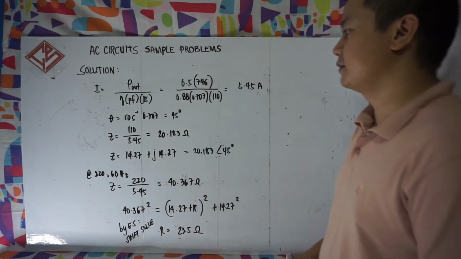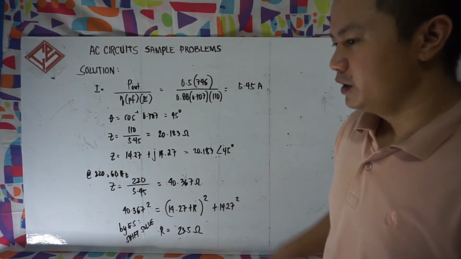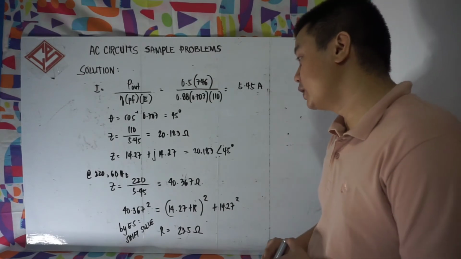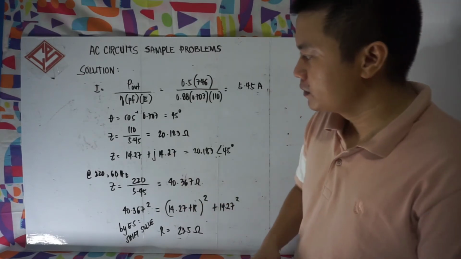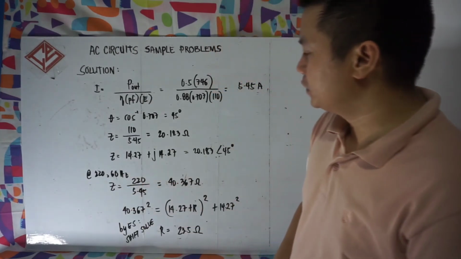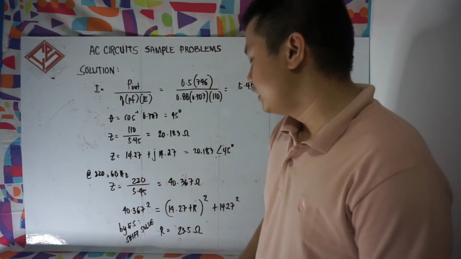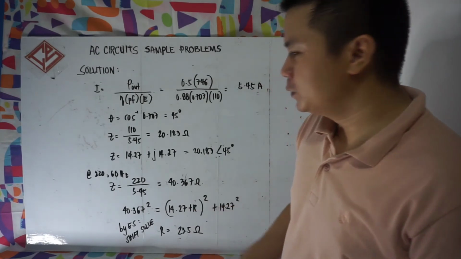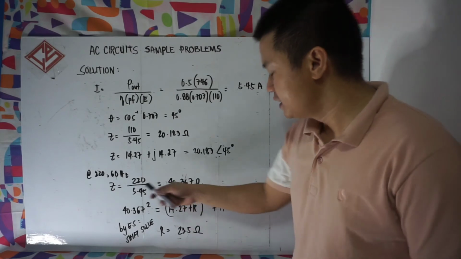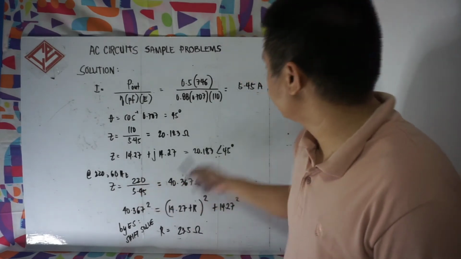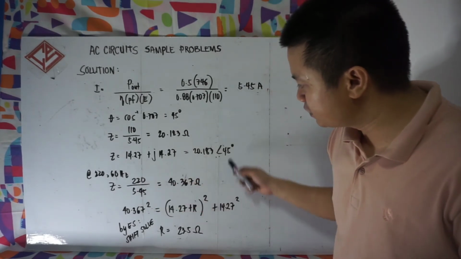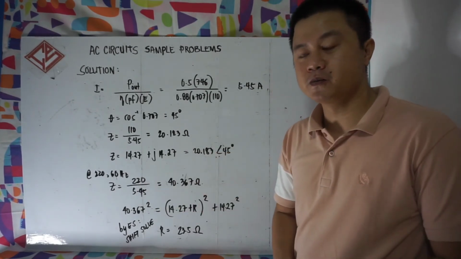So it is said that it is connected to 220 volt 60 hertz. So let's check the impedance. The impedance needed to prevent the machine from overcurrent is 220 over the same current, which is 5.45. So that is 220 over 5.45. This will give us 40.367 ohms.